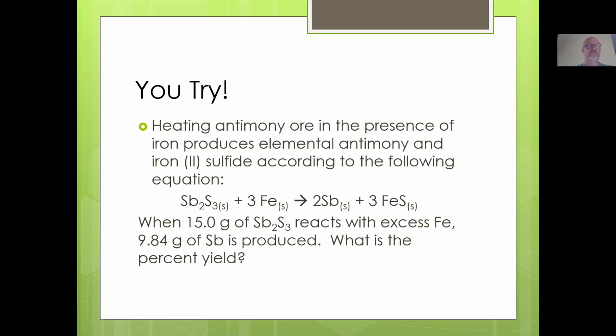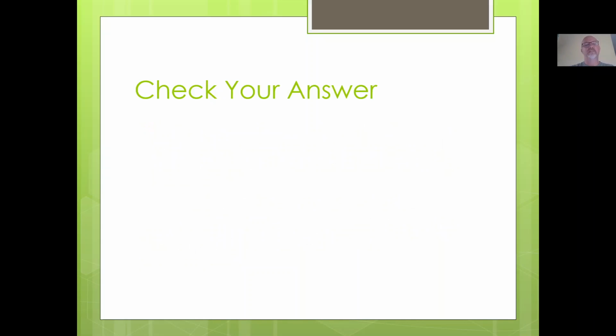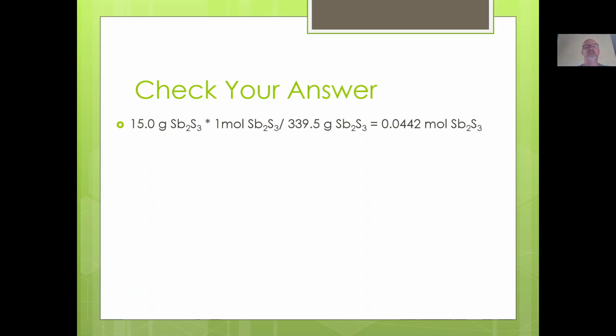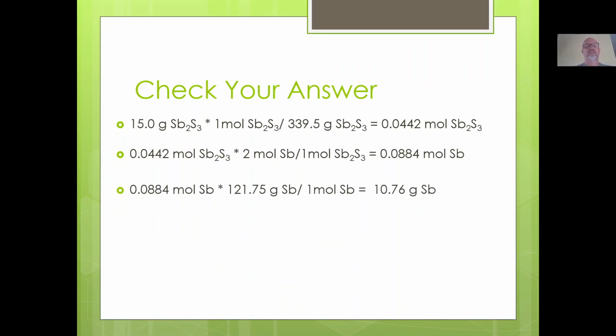Okay, let's check your answers. So, converting the antimony sulfide into moles, then it's a 2-to-1 ratio of antimony to antimony sulfide, and finally convert to grams. My theoretical yield is 10.76 grams. But I said in the lab you only got 9.84 grams. So that means your percent yield is 91.4%.